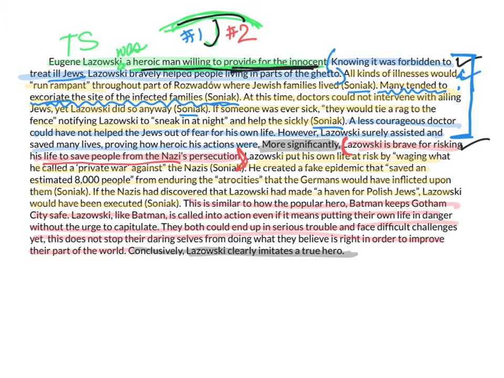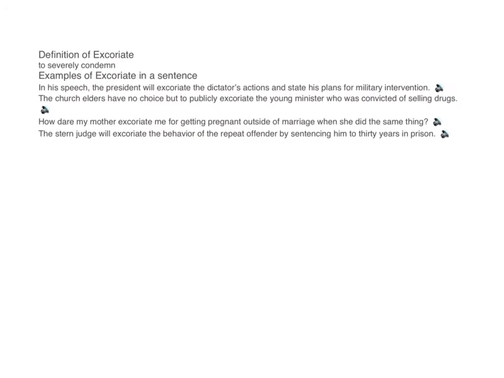I can go to the internet and I can search for sample sentence excoriate. And when I do, I'm going to find, come on, will you scroll for me? Oh, just a sec. Okay, I got it to scroll. Excoriate means to severely condemn. And so you want to look at how it's actually used in sample sentences. In his speech, the president will excoriate the dictator's actions. Okay. The church elders have no choice but to publicly excoriate the young minister who was convicted of selling drugs.